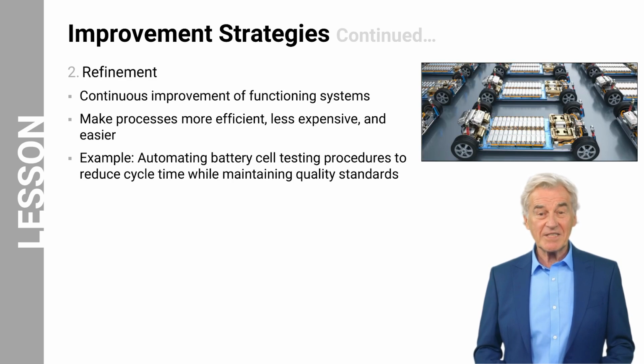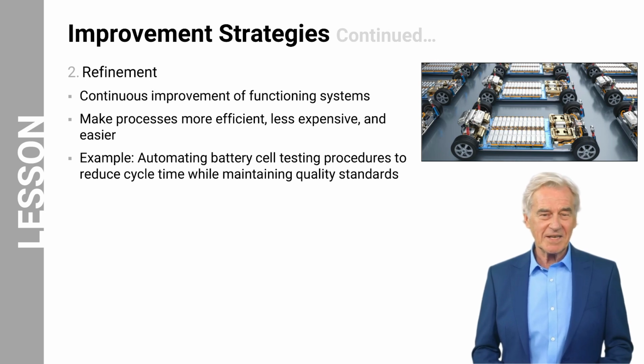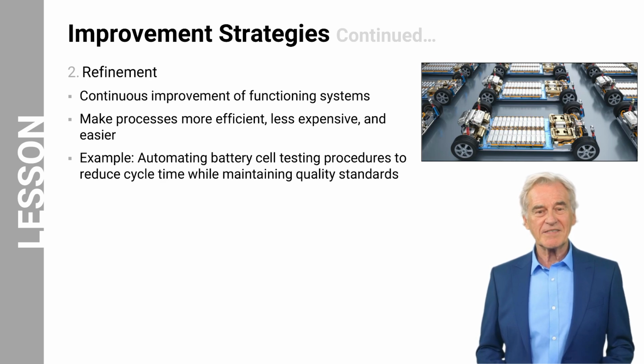The refinement strategy involves continuous improvements to a process that is functioning properly. Refinements are implemented for systems that are not broken but could be improved. Typically, refinements make a process more efficient, less expensive, or easier to complete. An example of this strategy applicable to EV manufacturing is automating battery cell testing procedures to reduce cycle time while maintaining quality standards.